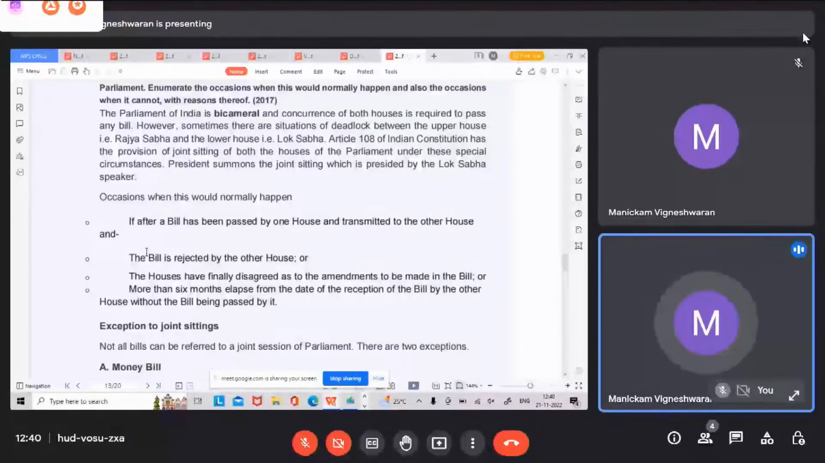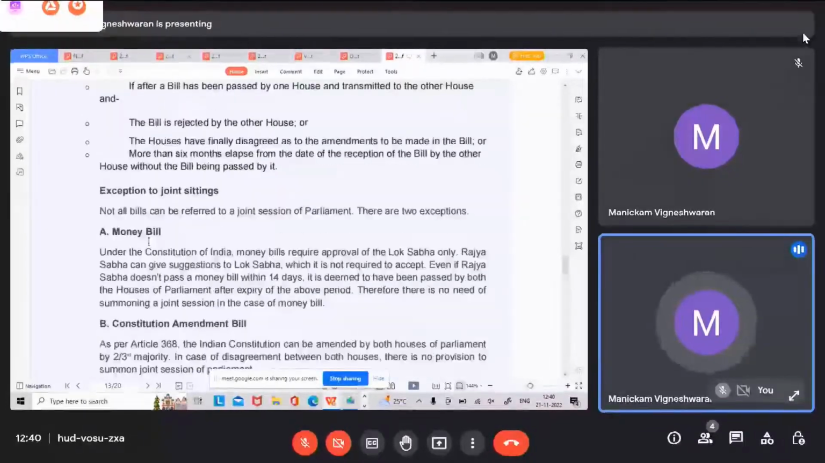Occasions when this would normally happen: if, after a bill has been passed by one house and transmitted to the other house, the bill is rejected by the other house, the houses have finally disagreed as to the amendments to be made in the bill, or more than 6 months elapse from the date of the receipt of the bill by the other house without the bill being passed by it.